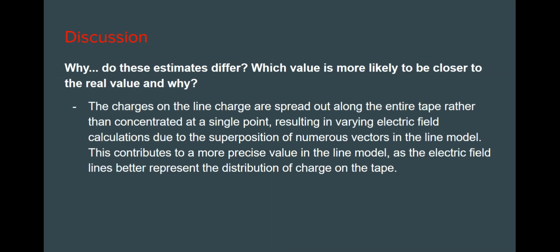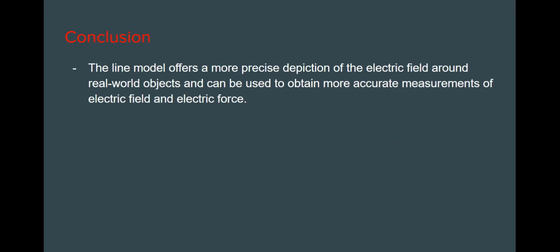It then asks why these estimates differ, and that's because of the differing levels of precision. The charges on a line charge are spread out along the tape as opposed to being concentrated on a single point, resulting in varying electric field calculations. This ends up being more precise than the point charge model, as it is a more real representation of the distribution in charge. So a main conclusion from this lab is that a line model offers a more precise depiction of the electric field around real-world objects and can be used to obtain more accurate measurements of electric field and electric force as compared to a point charge model.